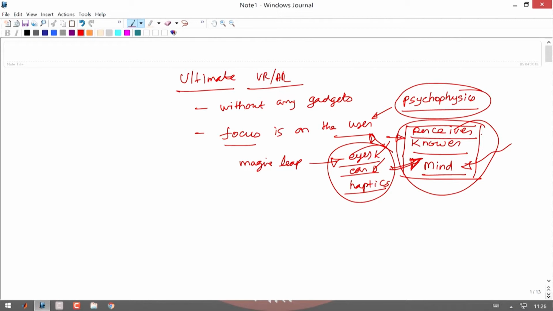But the ultimate one would be going inside the mind and making the perceiver believe that a particular virtual environment is existing. That is possible only when we understand the mind much better. Okay. Do we have an understanding of the mind? The answer is a big no.